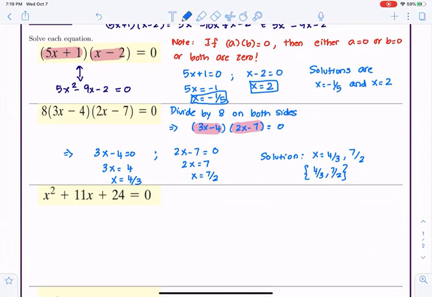So this is the factoring that we did previously. So I'm going to write the 11 as 8 plus 3.